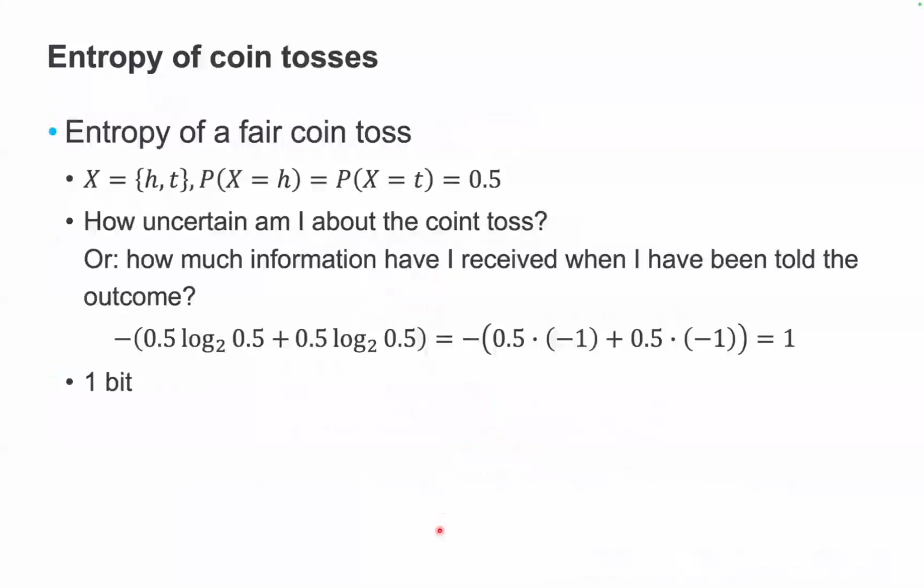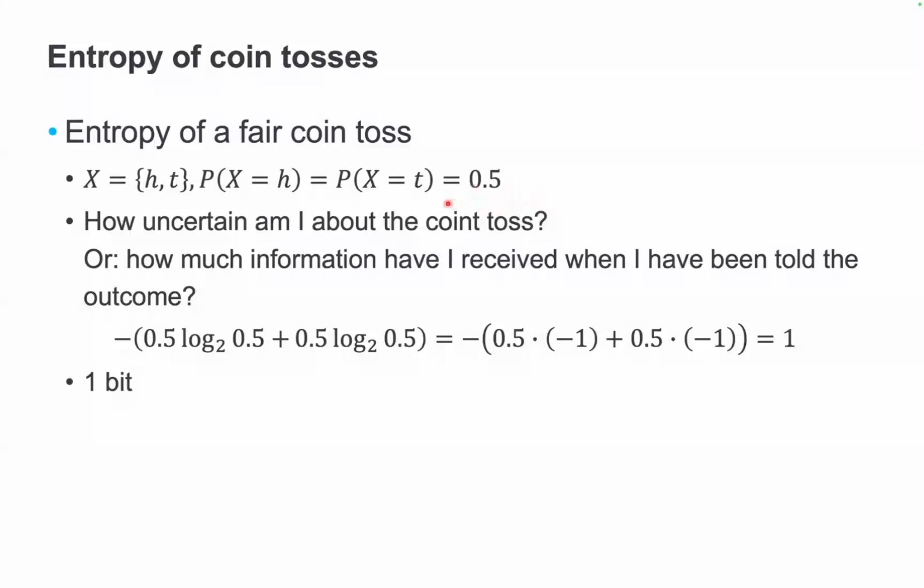This is very easy to understand when we look at the entropy of a fair coin toss. So let's look at a random variable. We have a coin and we throw it. We either have head or tail as the two possible value assignments, and the probability for x taking on head is the same as the probability for x taking on tail. Both are 0.5. And now the question is, how uncertain am I about the coin toss? Or when I learn about the coin toss, how much information do I receive? This is really about the same thing.